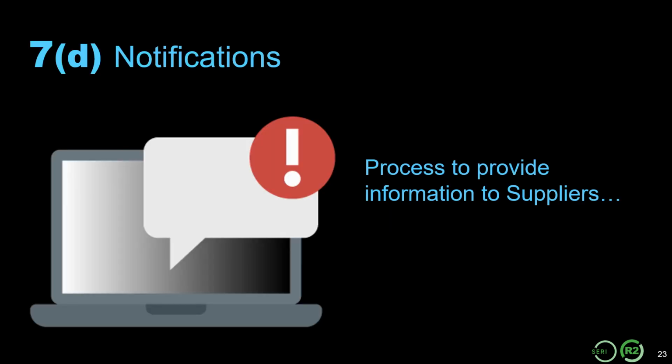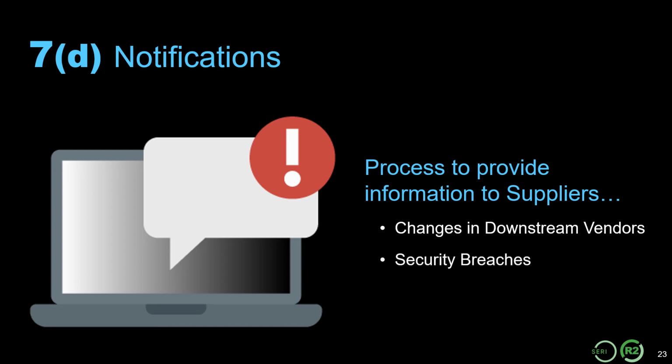The final component of Core 7 is found in 7D, Notifications. Facilities must have a process to notify suppliers, where requested, of changes in downstream vendors that process the supplier's data containing equipment or components, or breaches in security.